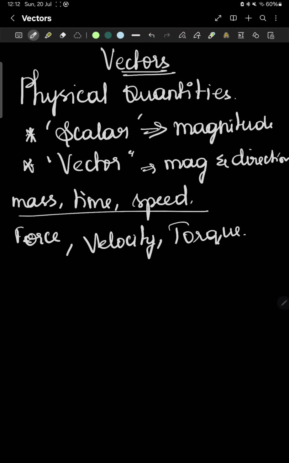So how are we going to represent a vector? A vector is represented by a letter and an arrow mark. For example, if I have to represent force, it should be F vector, or velocity can be represented as V vector, torque as tau vector. The arrow mark represents the direction of that quantity.